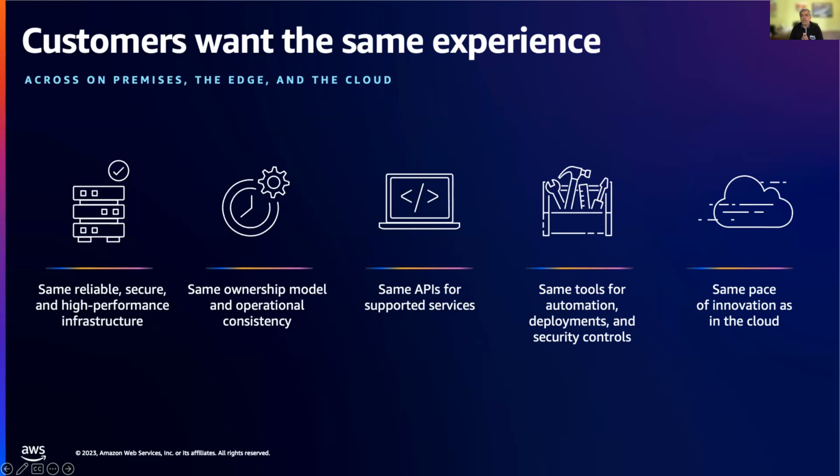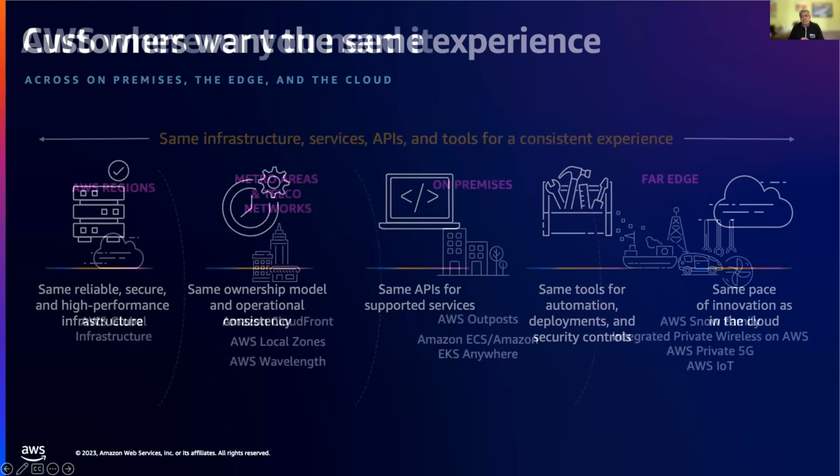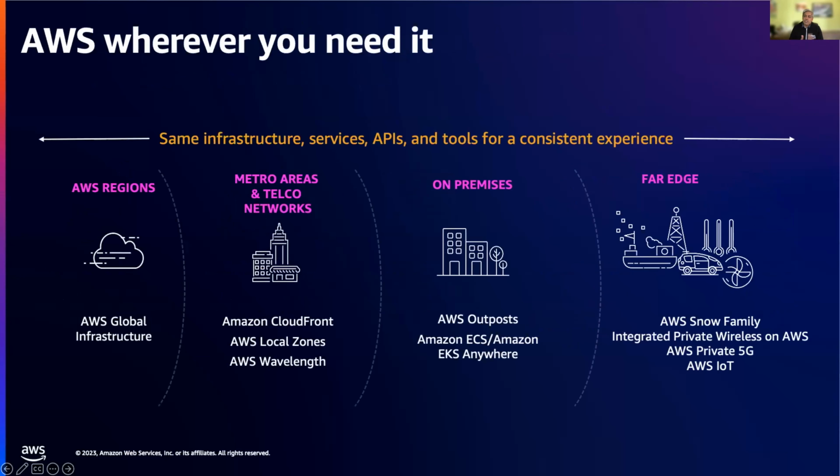And then you want to be able to get that same pace of innovation as you do in the cloud, right? Cloud is innovating quite fast, and we want to bring that same level of innovation back into either your on-premises or on the edge. So from an AWS perspective, we talked about the spectrum: the cloud on one end and the edge on the other end.